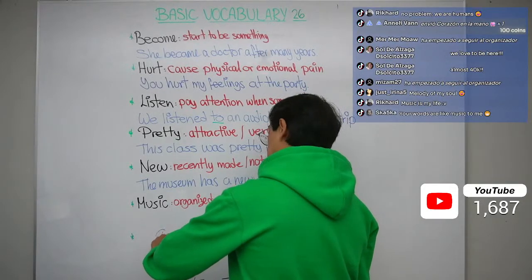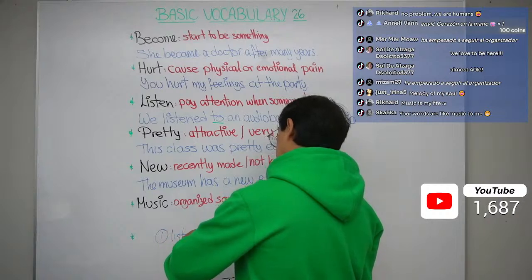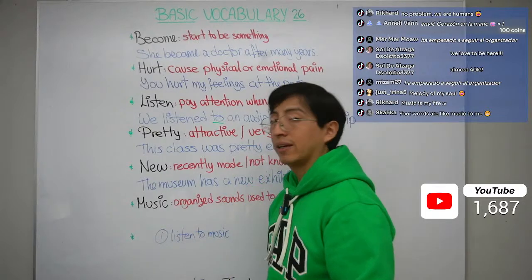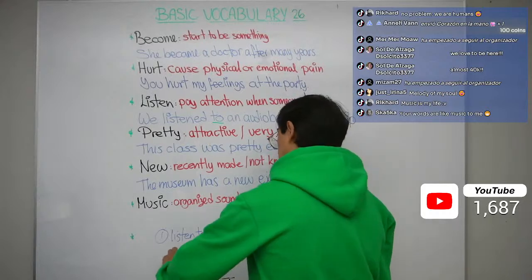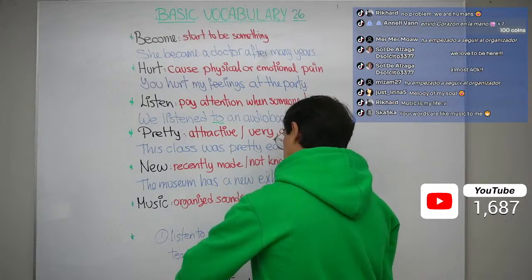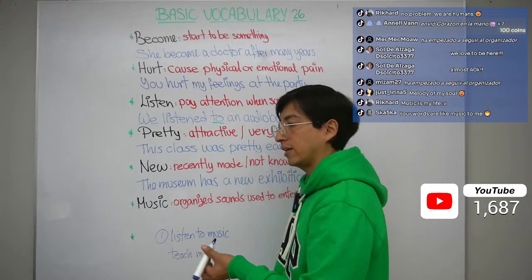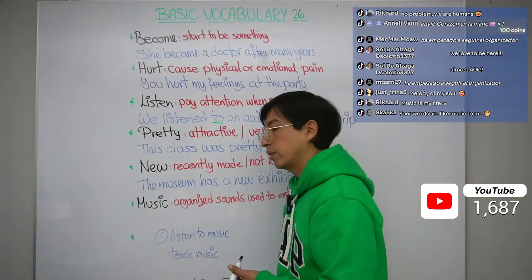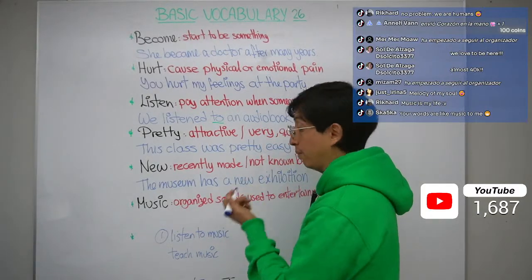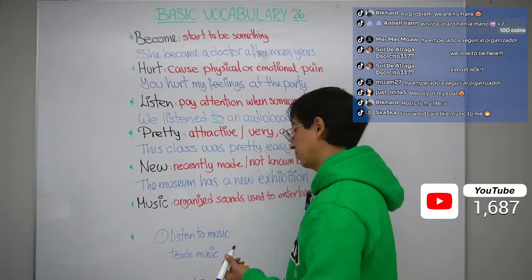For example, we can use listen to music. This is number one. Okay, we can say listen to music. We can say here teach music. Okay, or maybe you can say he is a music teacher, right? He is a music teacher. What else can we say here? For example, play music. Yes, play music.